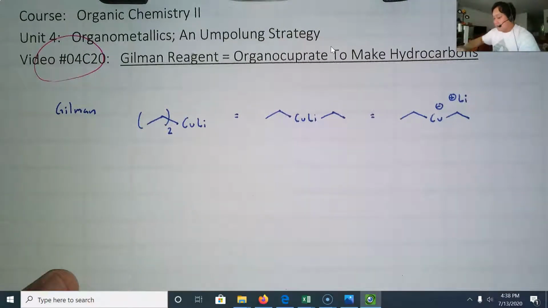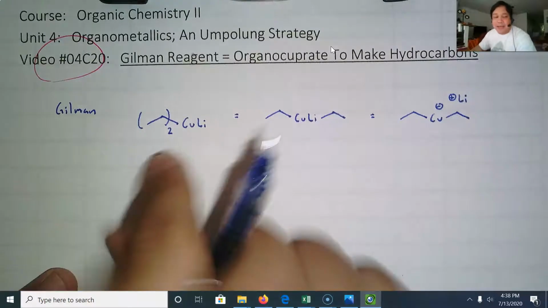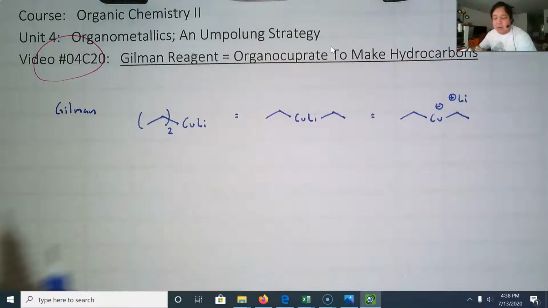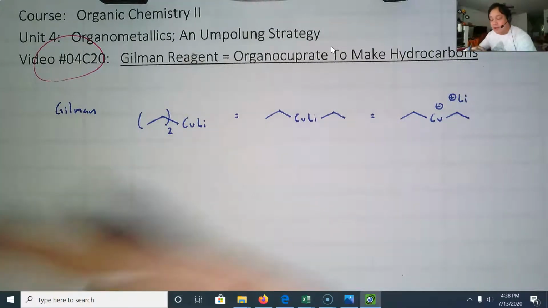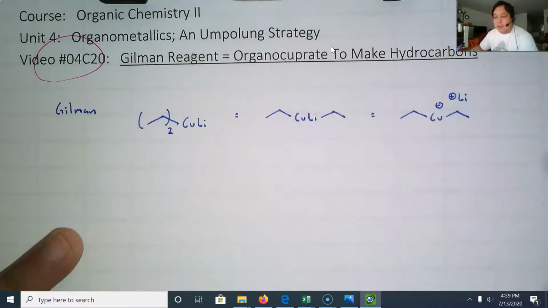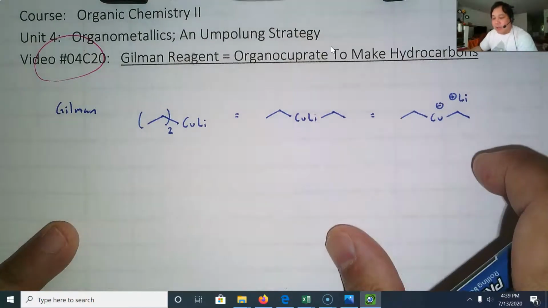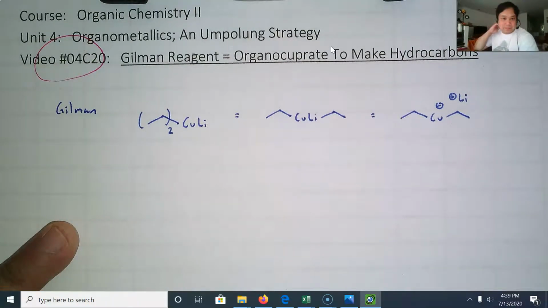That's another weird thing about the GILMAN. We're not going to be attacking carbonyl groups. We're not attacking aldehydes or ketones or epoxides or carbon dioxide. So it's totally different than what we've seen with the Grignard and the organolithium.